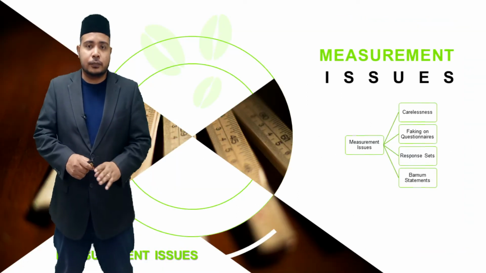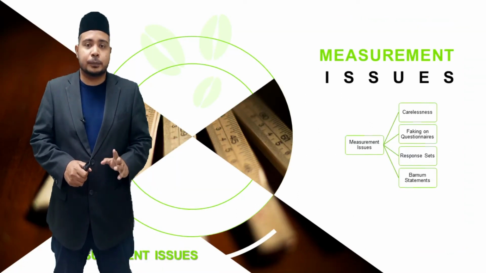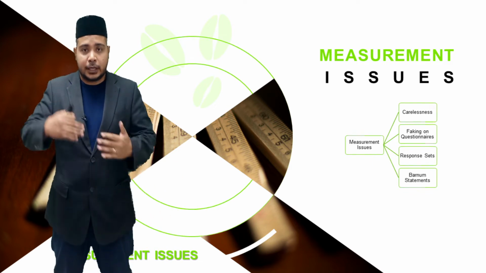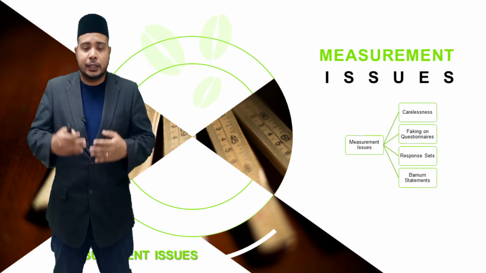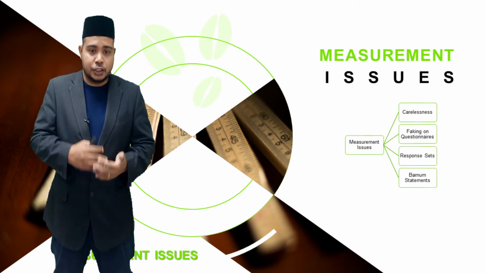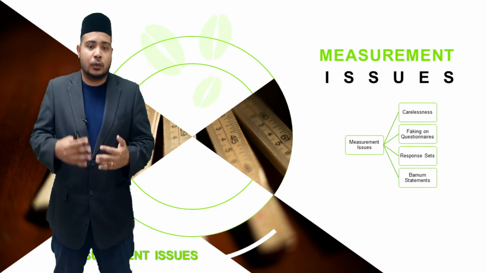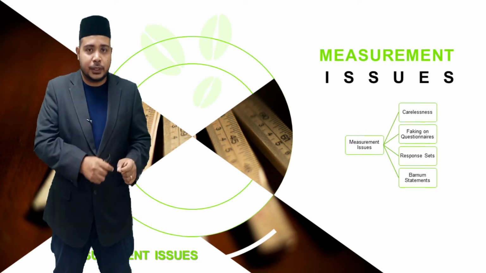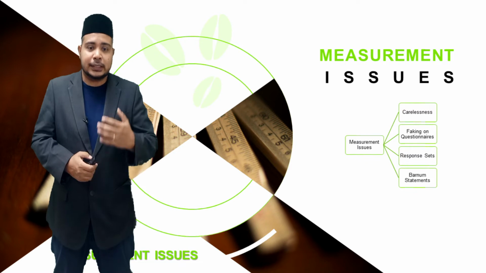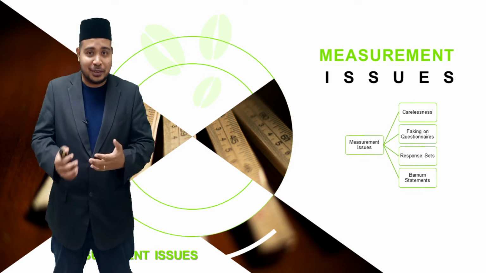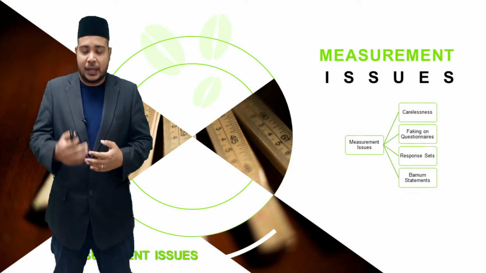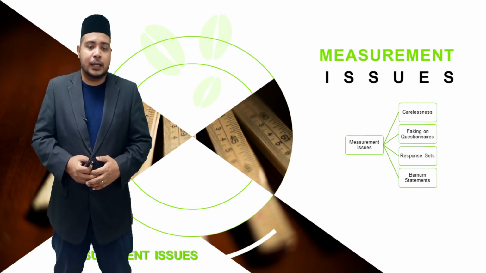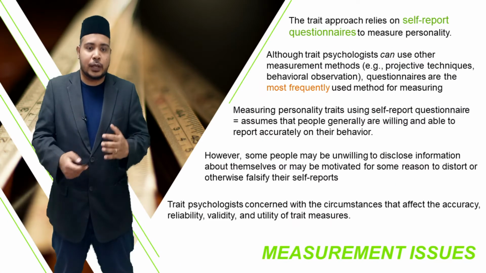Okay, so that's all for the issues relating to the theoretical perspective of personality traits. Besides theoretical issues, like I mentioned at the beginning of the lecture, there are also measurement issues. So we are going to discuss four measurement issues involving the personality traits perspective, which are carelessness, faking on questionnaires, response sets, and lastly Barnum's statement. Okay, let's look at them one by one.